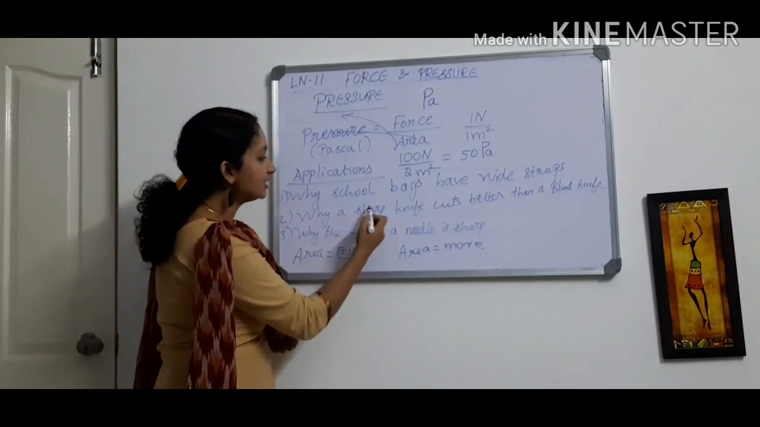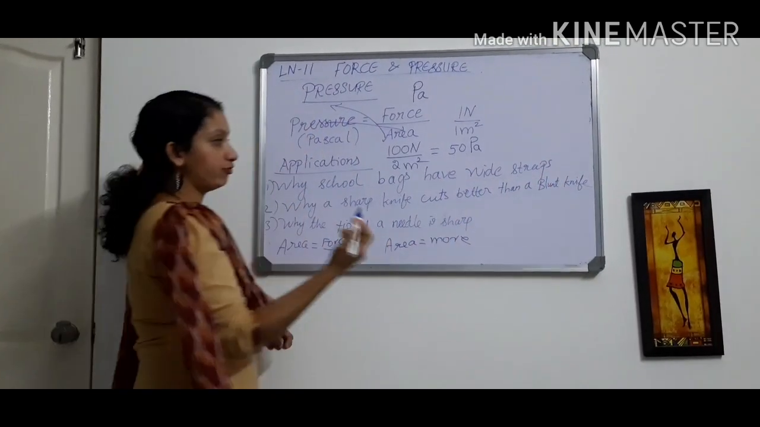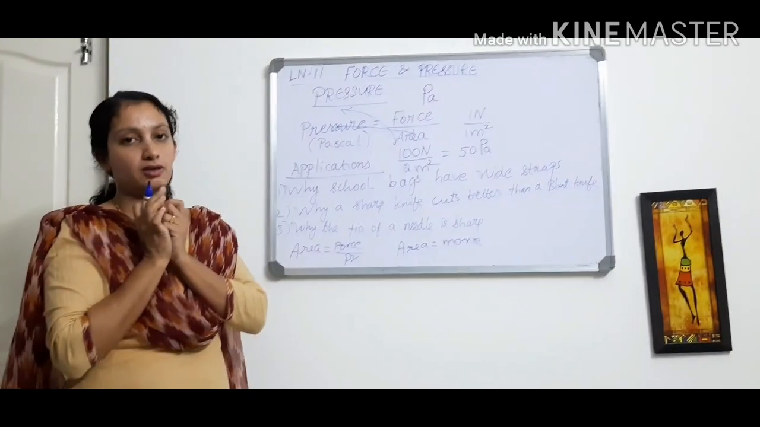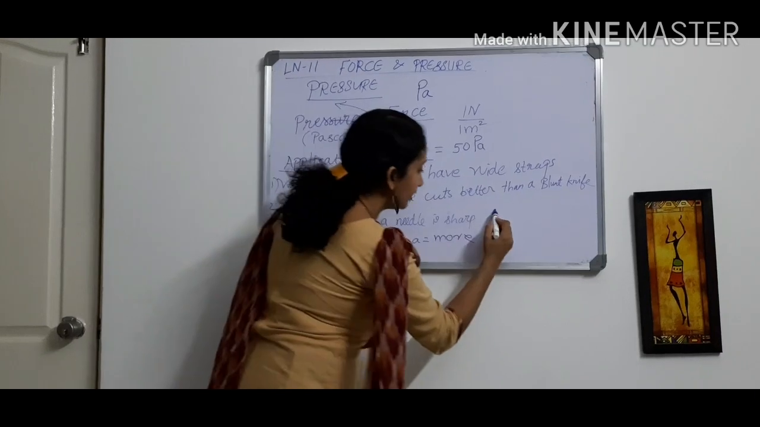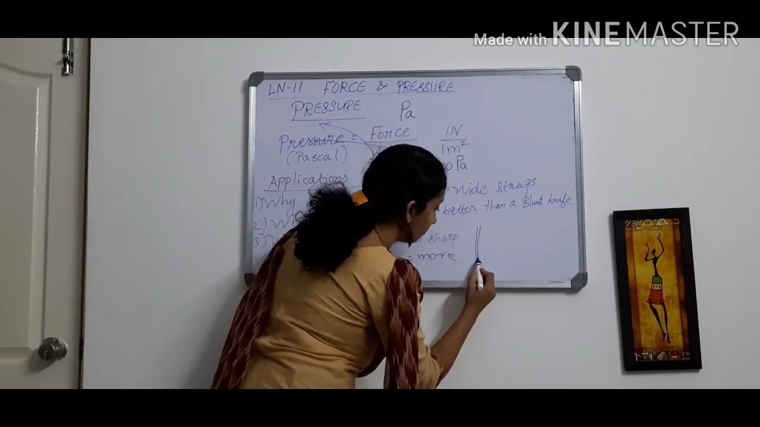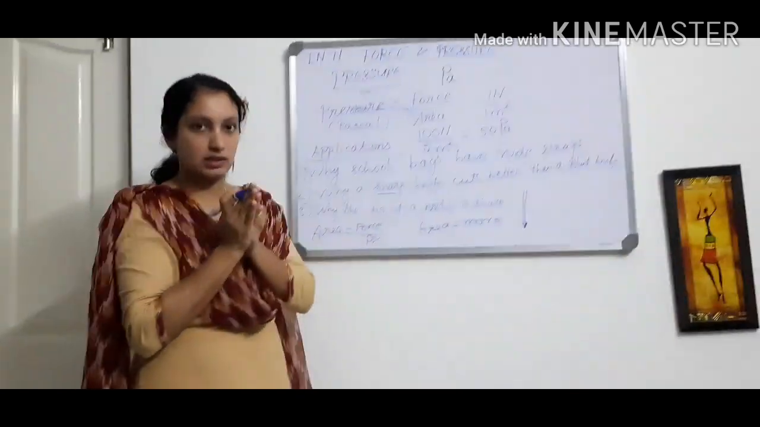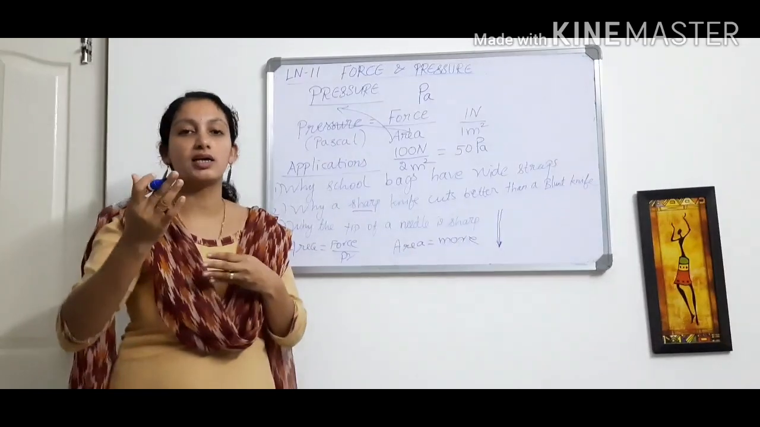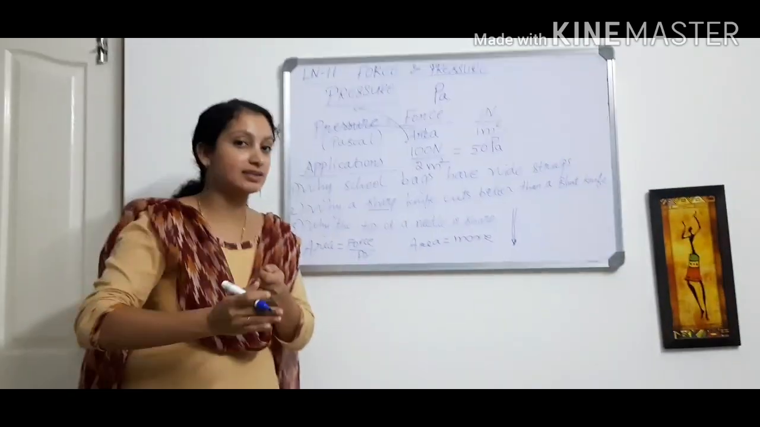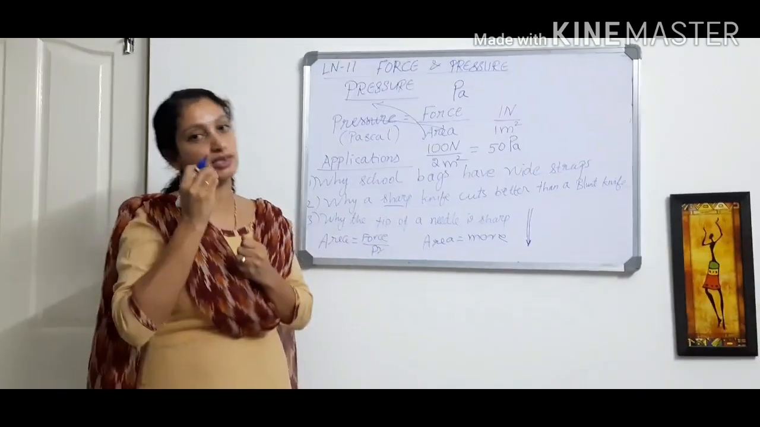Second one is, why does a sharp knife cut better than a blunt knife? Blunt means not sharp. If the knife is very sharp, the area is less. Area is less means, the opposite, pressure is more. More pressure makes your cutting process easier. You can finish it very fast.